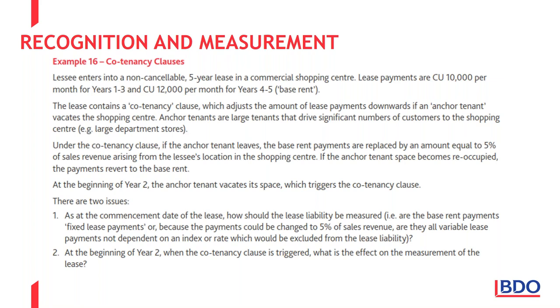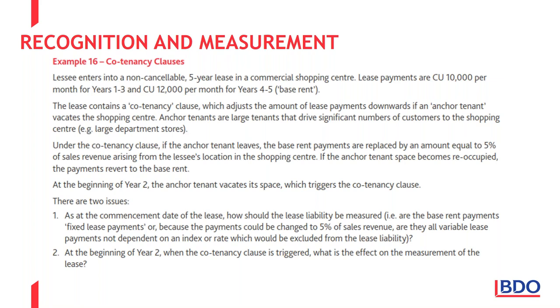Now, the lease contains a co-tenancy clause which adjusts the amount of lease payments downwards if an anchor tenant vacates the shopping center. So anchor tenants are large tenants that drive significant numbers of customers to the shopping center. So let's say large department stores. Now, under the co-tenancy clause, if the anchor tenant leaves, the base rent payments are replaced by an amount equal to 5% of sales revenue arising from the lessee's location in the shopping center. If the anchor tenant space becomes reoccupied, the payments revert back to the base rent.